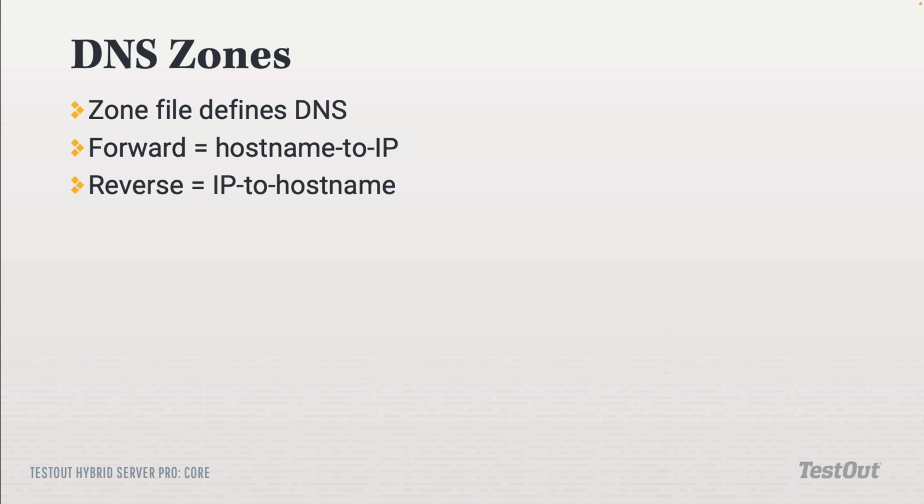So with the zones, there are two different ways that we could do it. We might have the IP address and need the fully qualified domain name, or we have the fully qualified domain name and we need the IP address. Our forward lookup zone, what does it do?